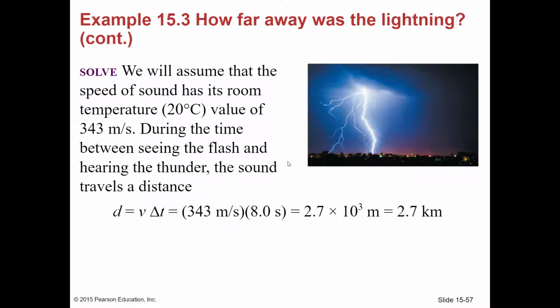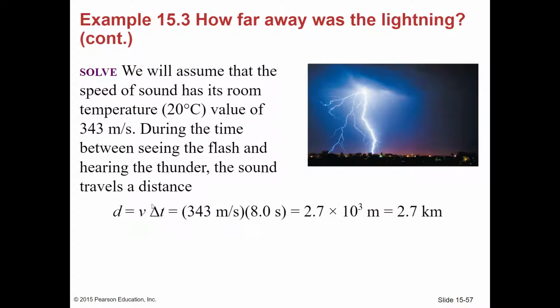So we'll assume that the speed of sound has this room temperature value of 343 meters per second. That was given in your book. It's just a general value. That's on page 482. It gives the speed of a couple different things. During the time between seeing the flash and hearing the thunder, assuming we see the flash instantaneously, which that 5 microseconds might as well be instantaneous, the sound travels this distance.